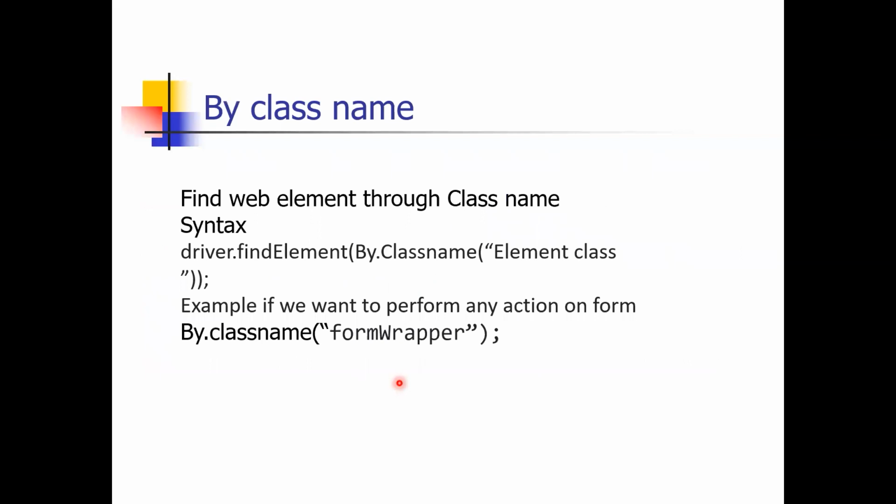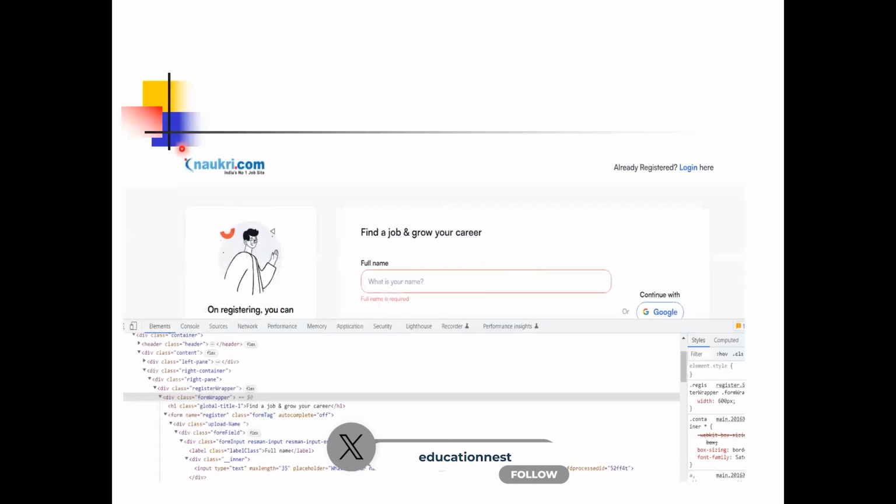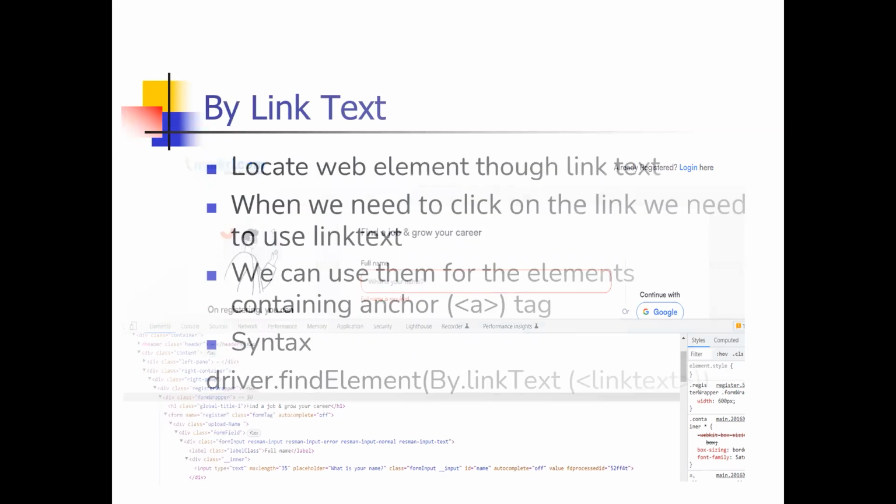If all these 3 are not unique, then we will try to find by class name locator. The syntax is the same: wd dot find element by dot class name, and then the value of the class. This is the example of naukri.com. Here, if I inspect this element, the div class value is form vector. This is the class name, so you can find this element by entering find element by class name.